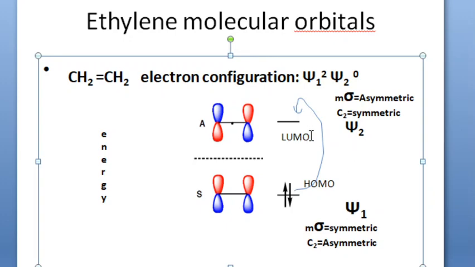Now your new HOMO will be what? Psi 2. The new HOMO will be psi 2. That you should keep in mind, a very important aspect. The electron will shift from where to where? From psi 1 to psi 2. Then the highest occupied molecular orbital will be your psi 2. That happens in the excited state. Anyway, we'll see that also in the coming class.